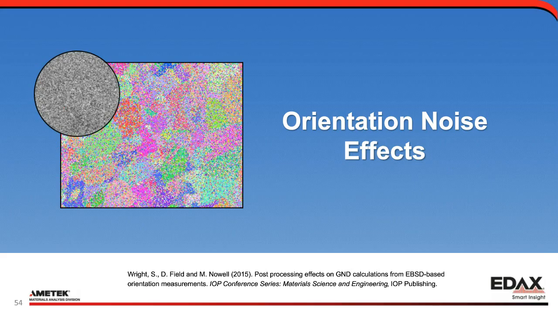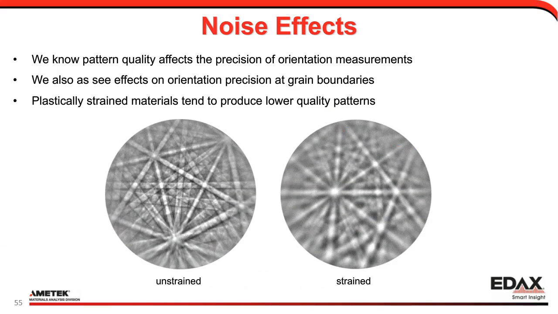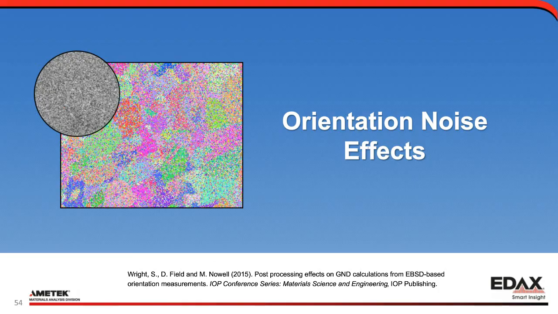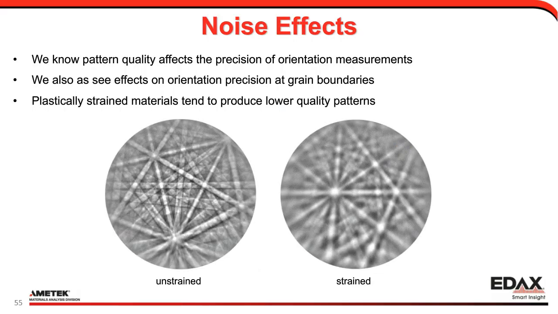So what about noise effects? I've alluded to this, and it is something we have to consider. Much of what I will talk about is from a paper that we wrote, and some of it is from a paper written in 2015, but I'll reference some others as well. We know that as we get more strain, our patterns get poorer. This results in less ability to precisely locate the bands in the patterns using the Hough transform, which leads to more noise in the orientation measurements.